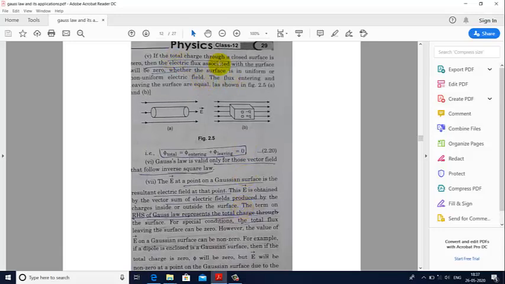So if the total charge through a closed surface is 0, then the electric flux associated with the surface will also be 0. So if there is no charge inside the Gaussian surface, then there will be no electric lines that will either enter or leave the surface. So in that case, obviously total flux will be 0.